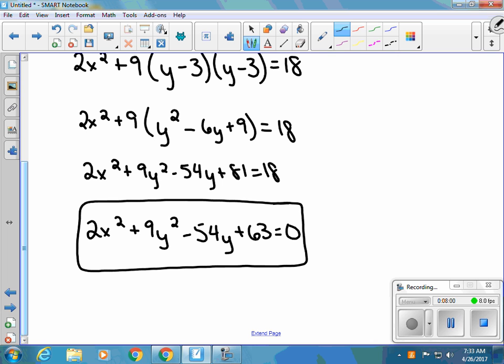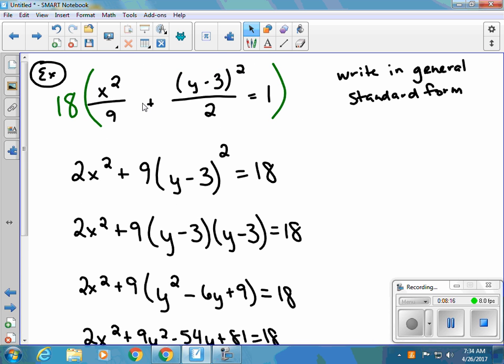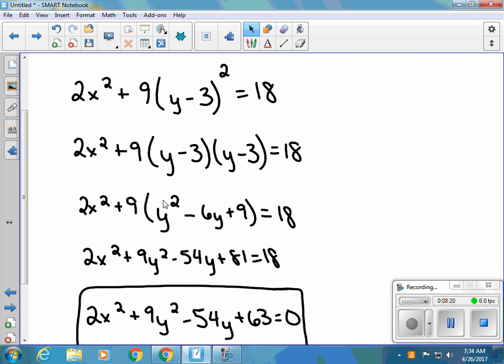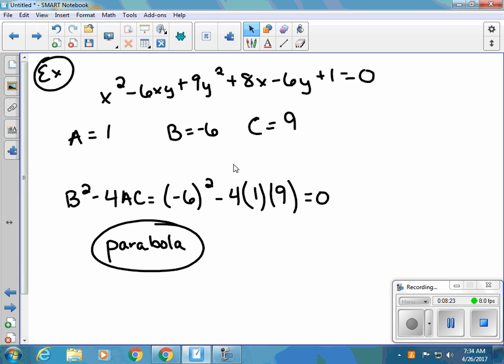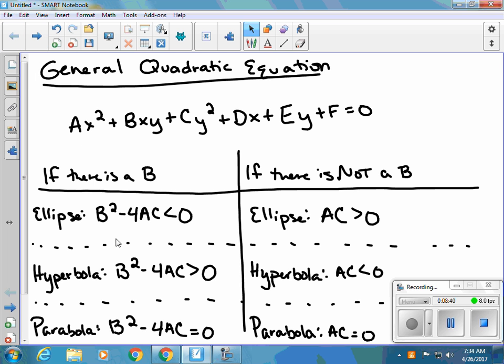So this is now in the general standard form. All you're doing there is just some basic algebra. You're just rearranging it so you don't have your fractions and everything is distributed out properly. So we went from an ellipse standard form to general standard form using basic algebra. In the other example, we were in general standard form and were trying to figure out whether we had an ellipse, hyperbola, or parabola. In that case, there was a b value, so we used the discriminant of b squared minus 4ac. Going back, remember, if there is a b, this is what you use. If there's not a b, this is what you use. So that helps determine what you have.